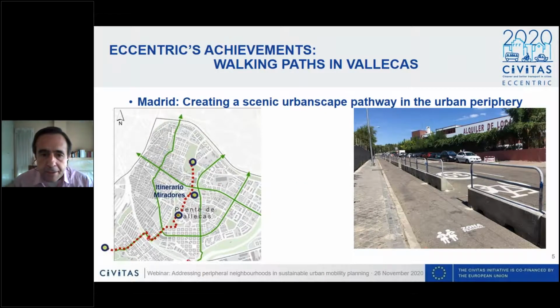So let me just give you a couple of examples, because I have no time to go through all four measures. And I will focus first on the walking paths in Vallecas, but I think we were successful in creating a different scenic urban escape, of course not in the enormous 300,000 inhabitants district, but in some specific parts of the area. So this is one tactical action we implemented in one of the streets.